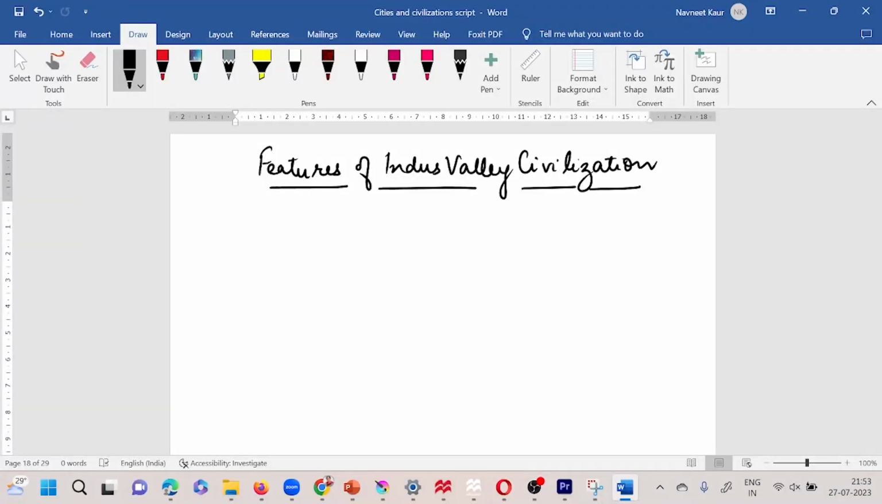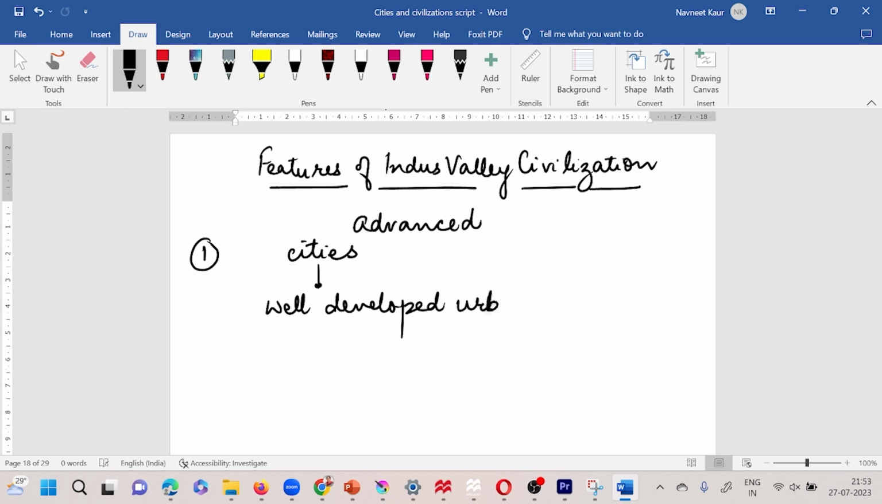In the ancient world, no other civilization has shown as much advancement as Indus Valley civilization. So it was an advanced civilization, right? How can we say that the civilization was advanced? Number one, the cities of this civilization were well-developed urban centers.